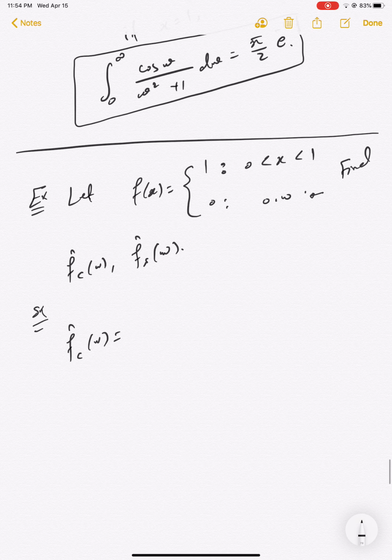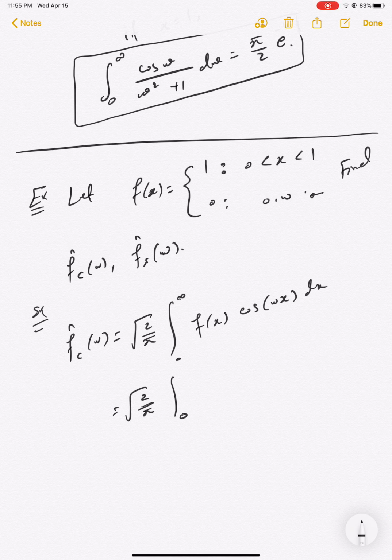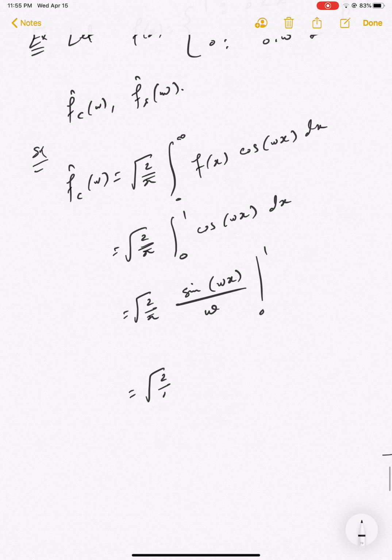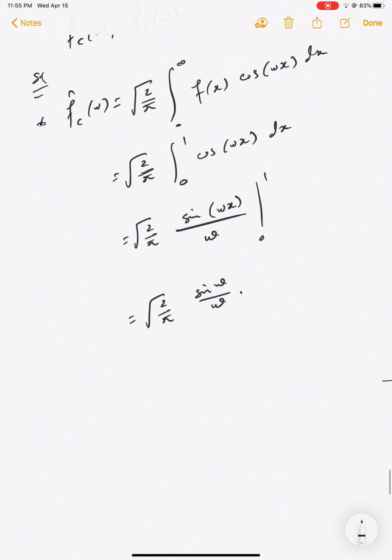So what is the Fourier cosine transform? It's root 2 over pi integral of the function times the cosine, which is the integral from 0 to 1 times the cosine, because otherwise the value of the integral is 0. And this is an easy integral. The integral of cosine is just sine over omega from 0 to 1. And nicely, if you substitute the 1, you get sine omega over omega. If you substitute the 0, you get 0. So the Fourier cosine transform of this function is equal to this.